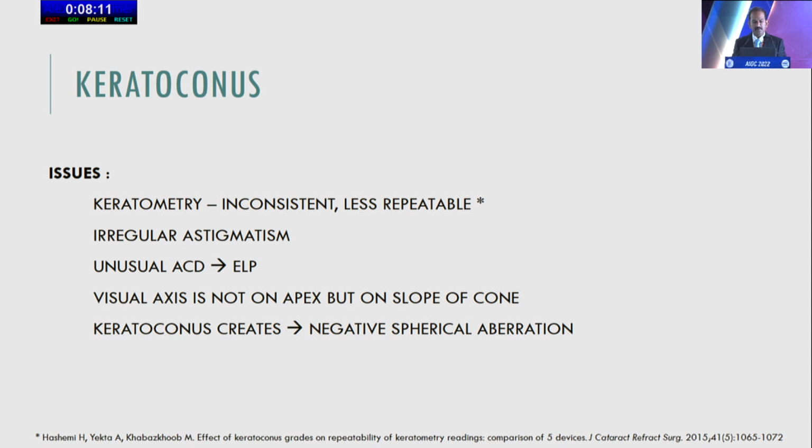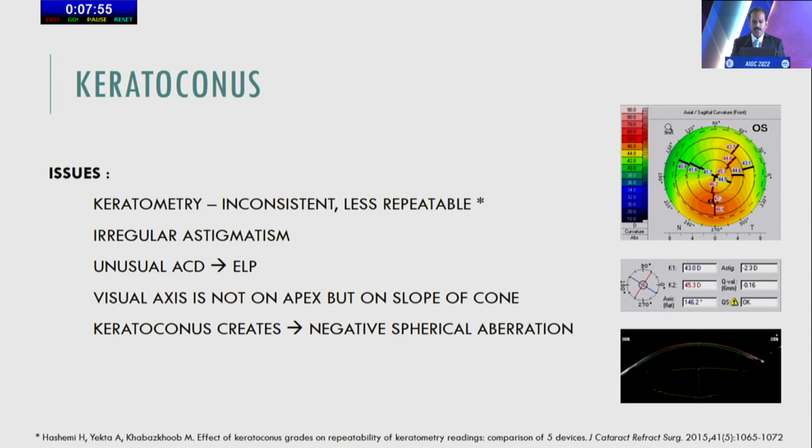Next is the keratoconus. The keratometry in keratoconus is going to be inconsistent. When I mean inconsistent, it says different instruments are going to give you different values, and within a machine, you're going to have less repeatability. All this is because of the irregular astigmatism that is present. An unusual anterior chamber depth will lead to an erroneous ELP calculation that will lead to a wrong IOL power calculation. The visual axis is not on the apex but on the cone, and always remember the keratoconus creates a negative spherical aberration which is going to affect your IOL calculation.